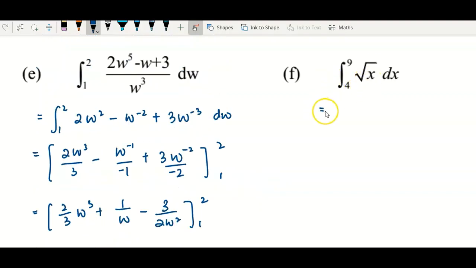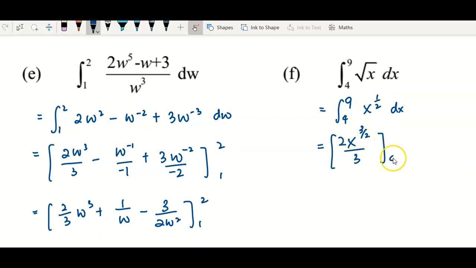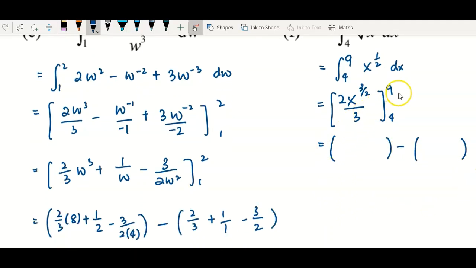Now this is a very simple question. Just change, you can rewrite your square root of x into x power of 1 over 2. And then you integrate this x power of 1 over 2. Increase the power by 1. You got 3 over 2 over 3 over 2. Bring up the 2. Put in the function, lower limit and upper limit. So then after that, you can just substitute your upper limit and lower limit and put it into the bracket.